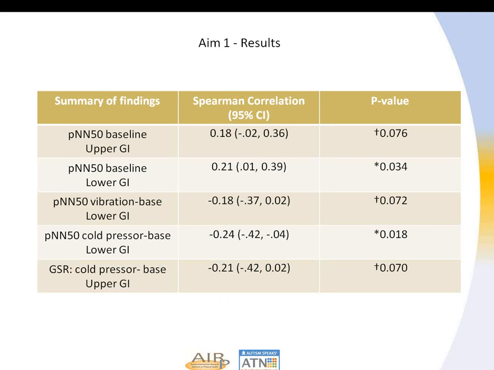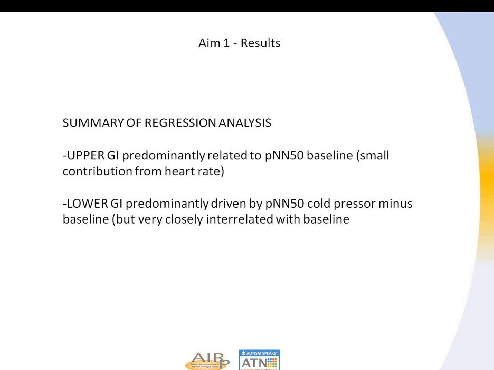This summarizes the things that were significant. For the lower GI, there was a significant relationship both for the baseline NN50 and the cold pressor baseline difference NN50, and the others are trends. And we did a regression analysis as well, and this revealed that for the upper GI, the symptoms were predominantly driven by the NN50 baseline. That trend there was driving everything, and there was a small contribution from heart rate, but no heart rate effect reached significance in any comparison.